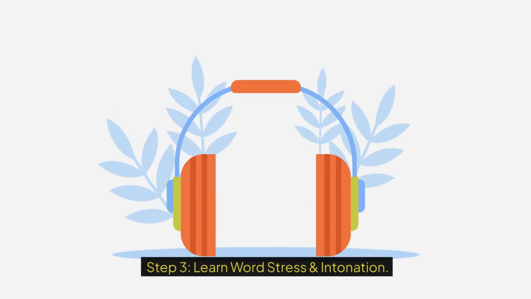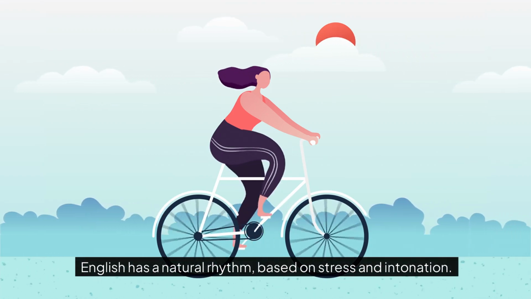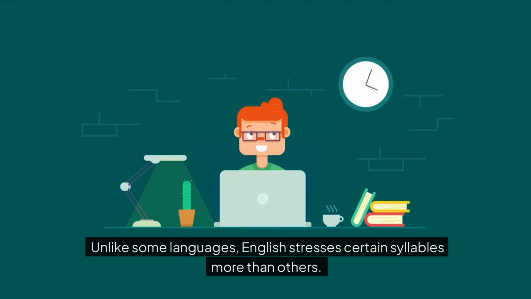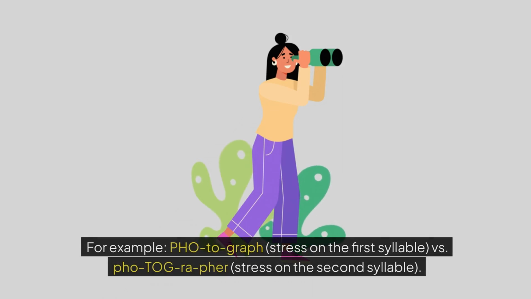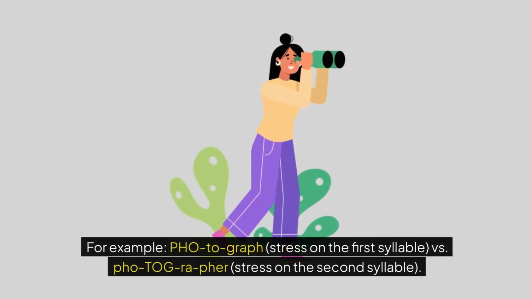Step 3. Learn word stress and intonation. English has a natural rhythm based on stress and intonation. Unlike some languages, English stresses certain syllables more than others. For example, photograph, stress on the first syllable, versus photographer, stress on the second syllable.